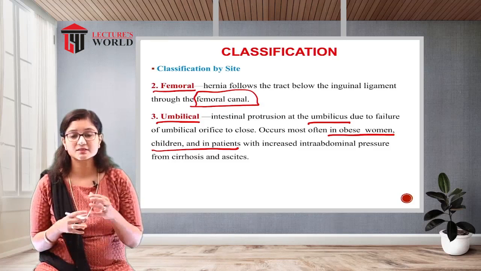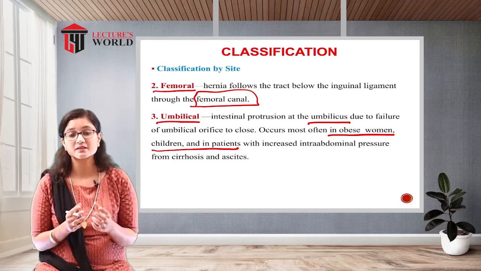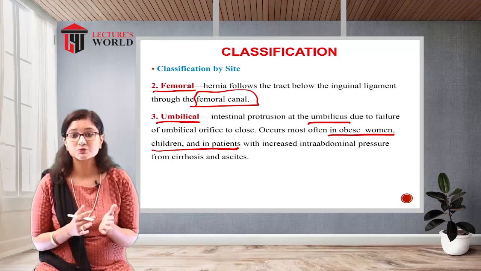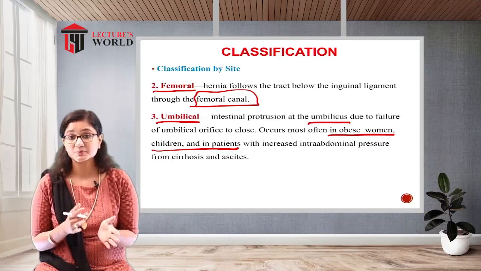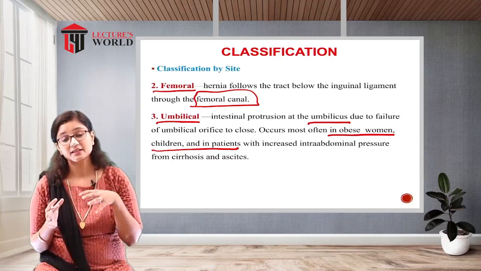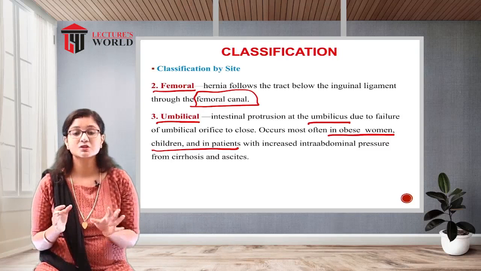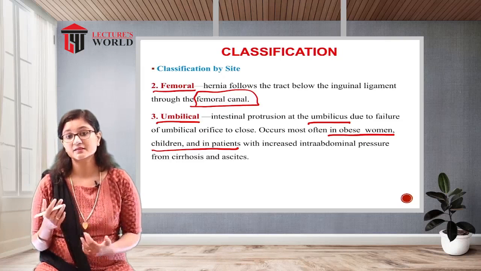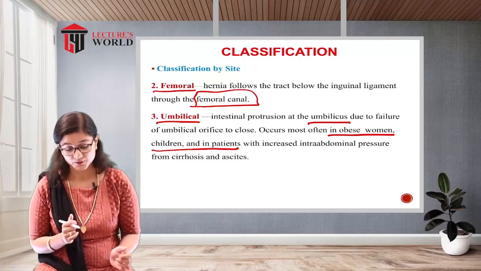So what is umbilical? It's very easy. Now the classification by site is very easy. Inguinal is nothing but a hernia in the inguinal canal. Femoral is in the femoral canal. Umbilical, because the umbilicus orifice is not closed properly, then it can protrude, and it is commonly seen among obese women, in obese children also, and where there is an increased intra-abdominal pressure.